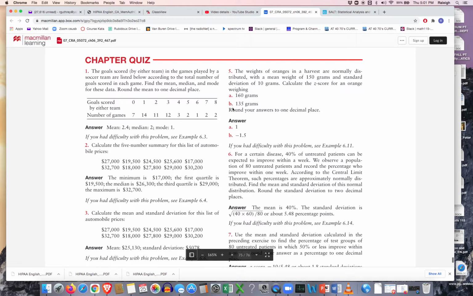What about this one though, part B? 135 grams minus 150, we find that that's minus 15. This is 15 grams below average. And that minus 15 divided by 10 is minus 1.5 for your z-score.